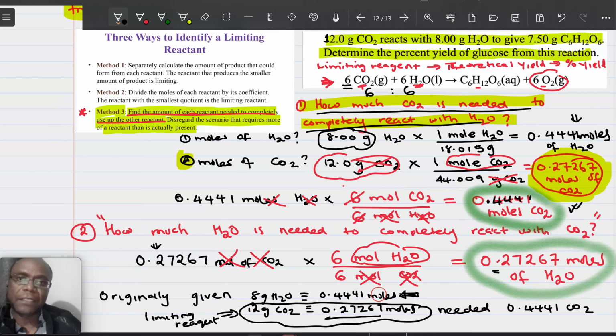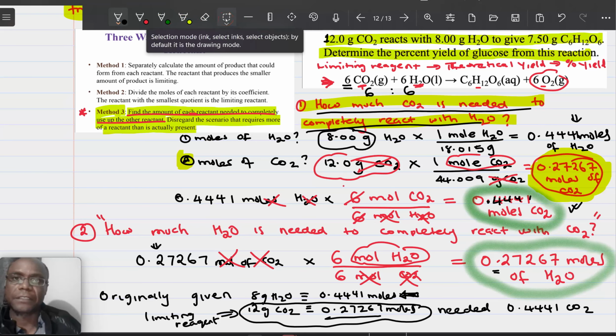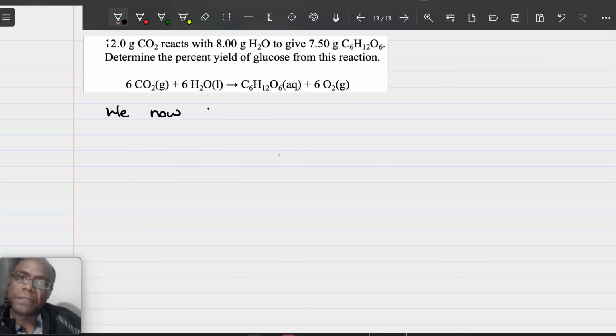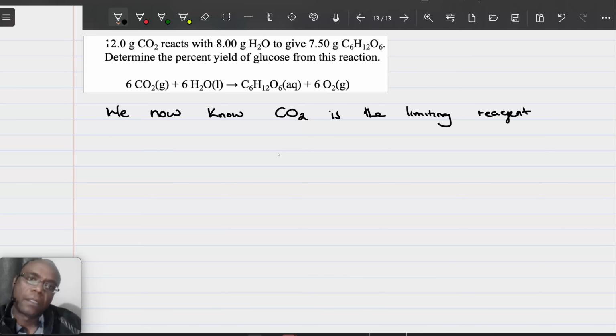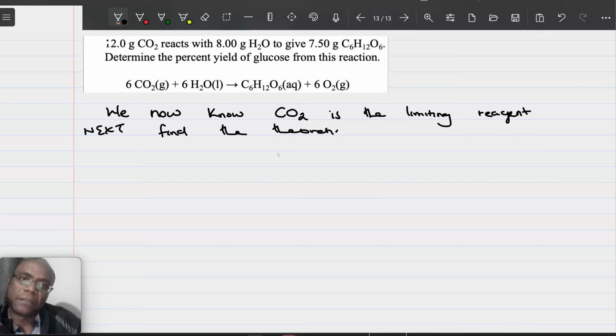So once we find who is the limiting reagent, now we can go and find the theoretical yield. Let's do that. The limiting reagent is CO2. The original amount of CO2 is 0.27267 moles. That's what we're going to go with in our calculations. So the conclusion is, we now know, according to method 3, CO2 is the limiting reagent. So next, we need to find the theoretical yield.